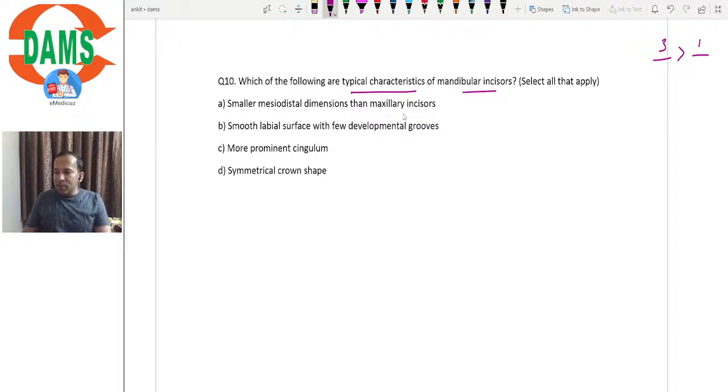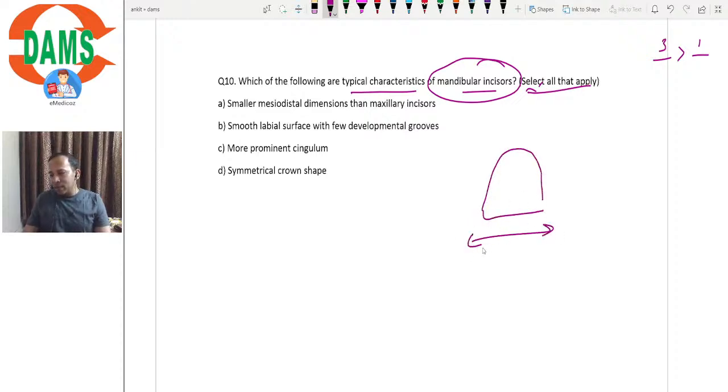So which of the following is a typical characteristic of mandibular incisors? Select all that apply. That means more than one option can be correct here, right? So we have to look at the characteristics of mandibular incisors. Smaller mesiodistal dimension than maxillary incisors. As I have told you, the maxillary central incisor has the widest mesiodistal dimension. So obviously option A seems to be correct.